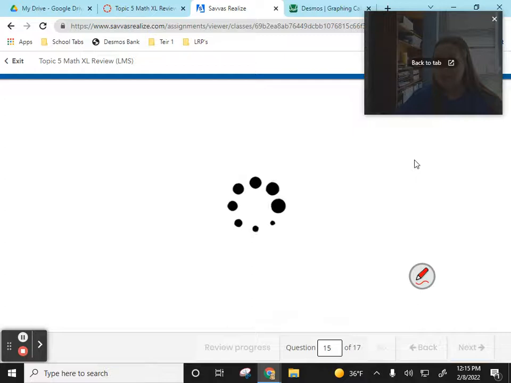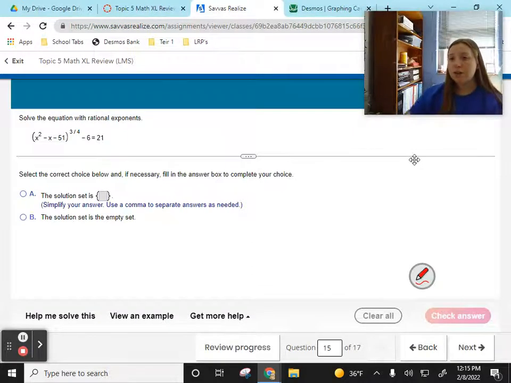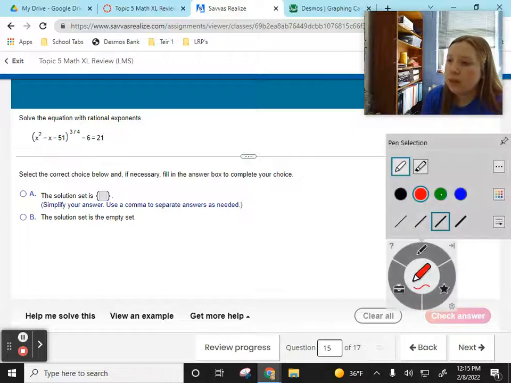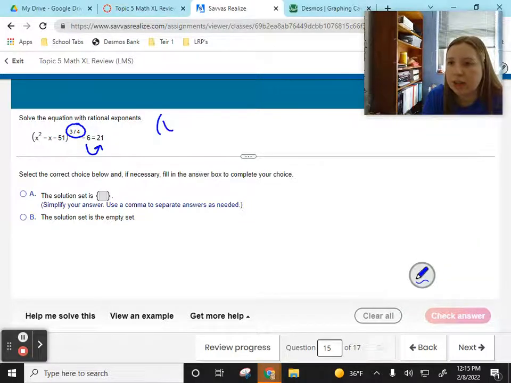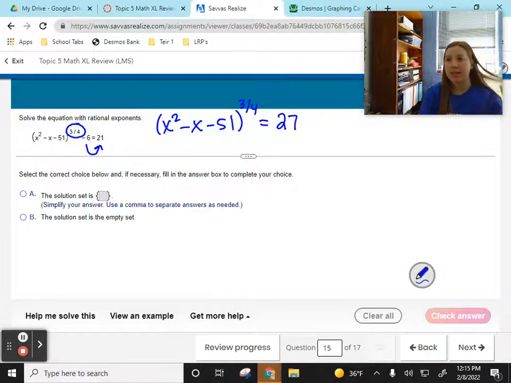Number 15. Solve the equation with rational exponents. So we had a way to get rid of this rational exponent. But the first thing we want to do is move this constant term to the other side of my equation. I would prefer this part of my expression to be isolated. So I'm going to add 6 to both sides, and that's going to give me 27.